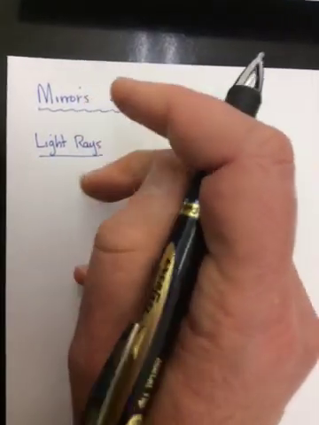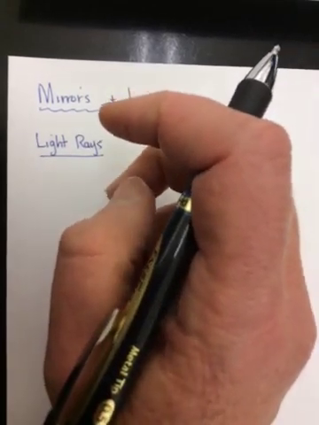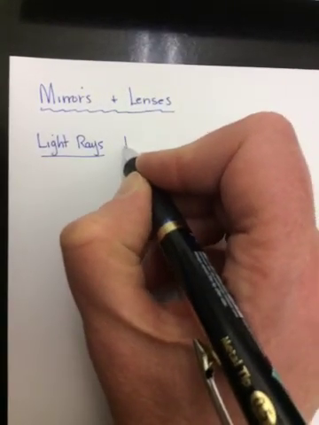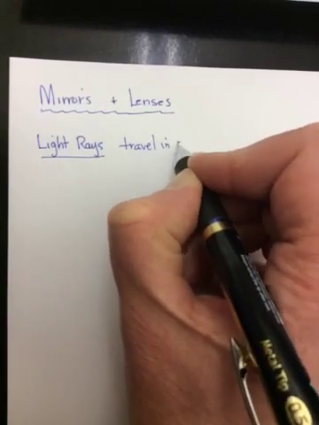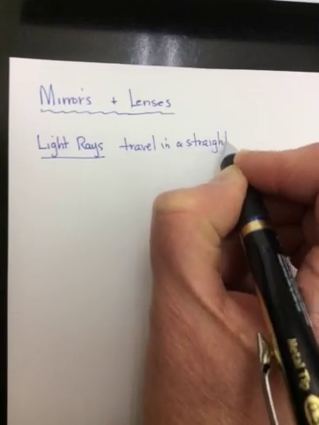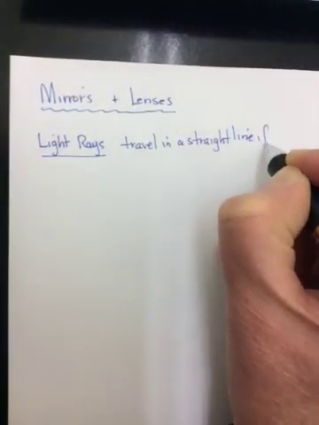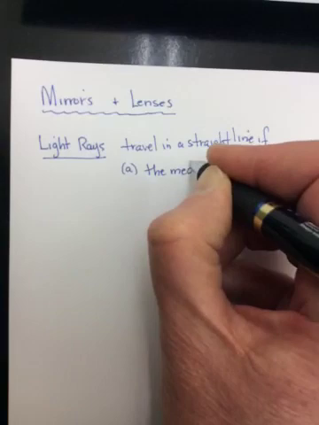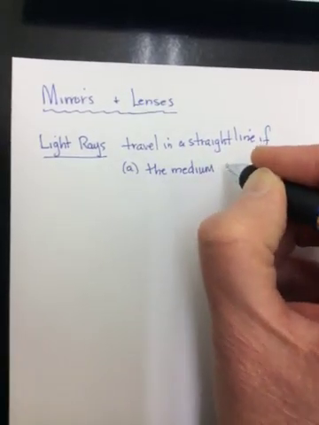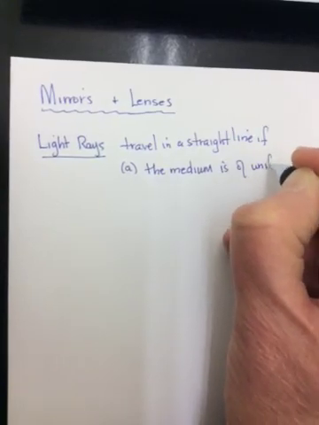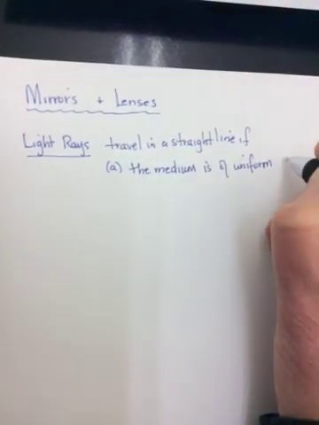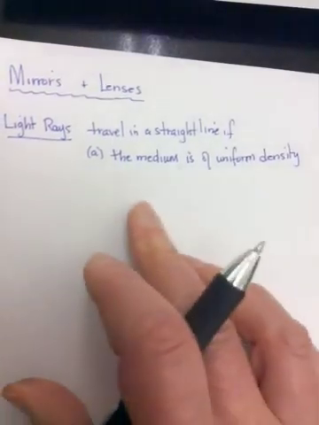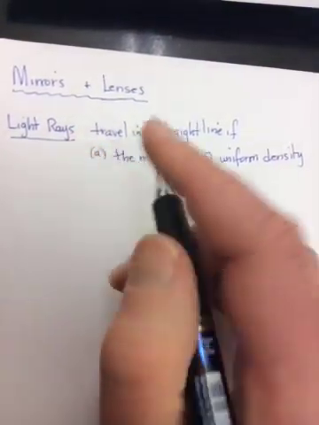But there's a couple of things that our eye takes for granted and our brain takes for granted. Light rays will travel in a straight line as long as two things are true. One is that the medium, the material, is of uniform density. If it's traveling through clean water, it'll travel in a straight line. If it's traveling through chicken noodle soup, that's not uniform. It has all different densities in there, so the line won't be straight.